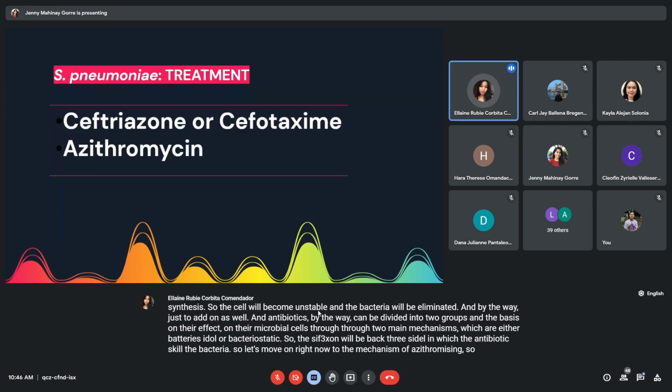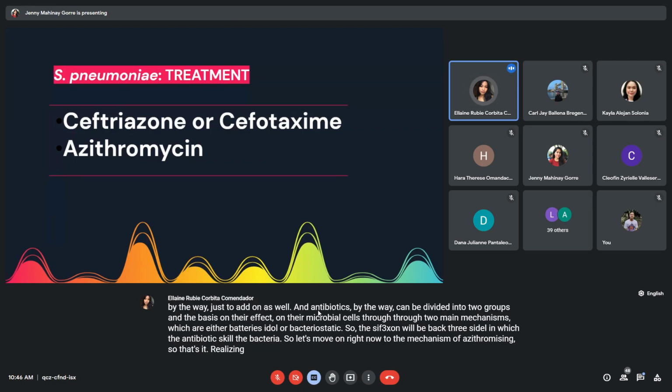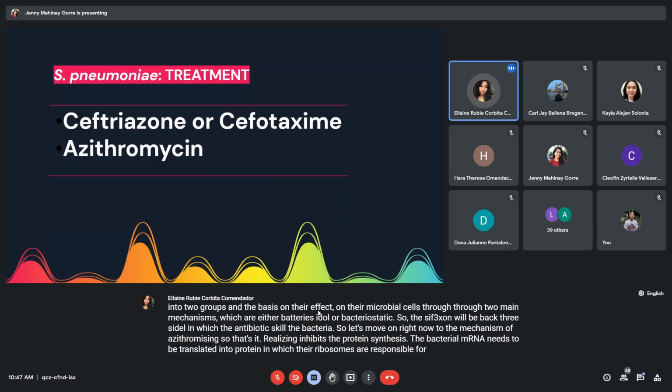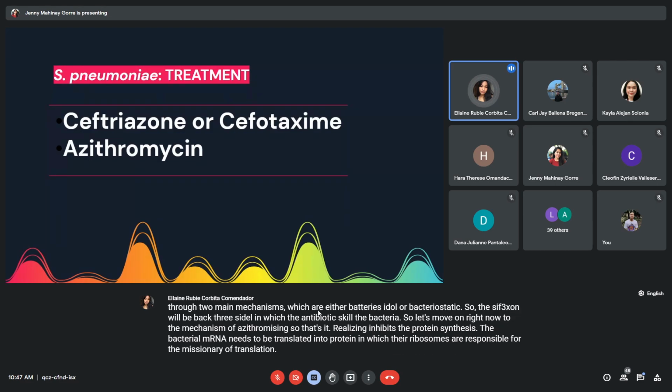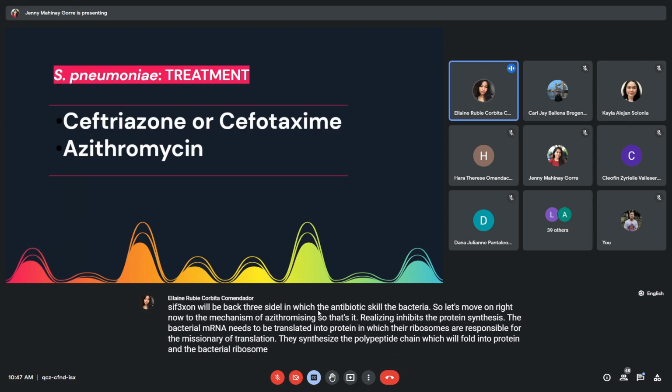So the azithromycin inhibits protein synthesis. The bacterial mRNA needs to be translated into protein, in which the ribosomes are responsible for the machinery of translation. They synthesize the polypeptide chain, which will fold into protein. And the bacterial ribosome consists of two subunits, namely the larger 50S and the smaller 30S subunits.